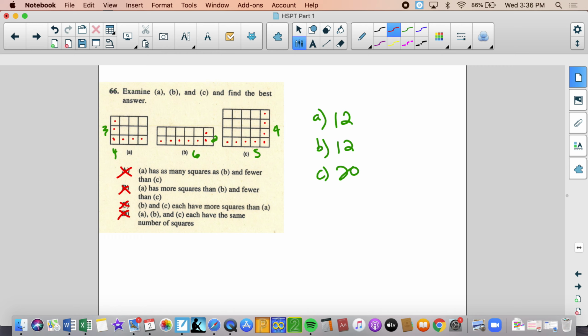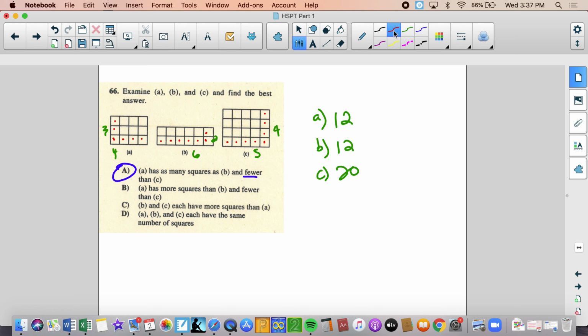Now let's go back and see if I made a mistake. A has as many squares as B and fewer than C. There it is. There's my mistake. I misinterpreted that one. So yes, A and B have fewer than C. So A is correct, we know.